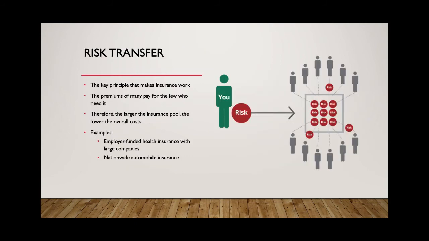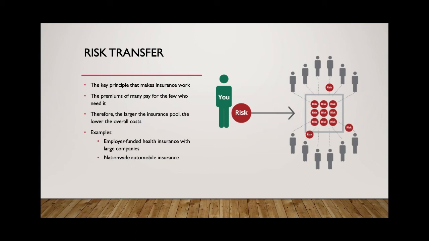All righty. So the whole idea of risk pooling is to accomplish risk transfer. This is the key principle that makes insurance work. The premiums of many pay for the few who need it. Again, the premiums of the many pay for the few who eventually need it. And therefore, as you might guess, the larger the insurance pool, the lower the overall costs. I can give you some obvious examples here.